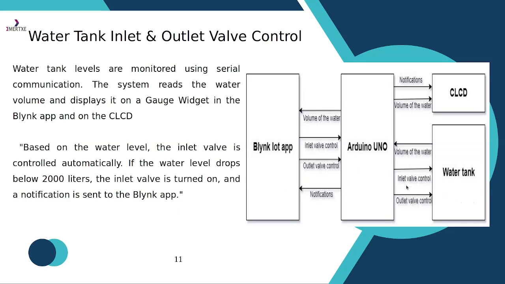The inlet valve allows water to enter the water tank, and the outlet valve allows water to go out. So when you turn on the inlet valve, water will start flowing inside, and when you turn on the outlet valve, water will start flowing out. For all these things, you get the notification on the LCD screens, and then on the terminal or the notification on the Blink app.